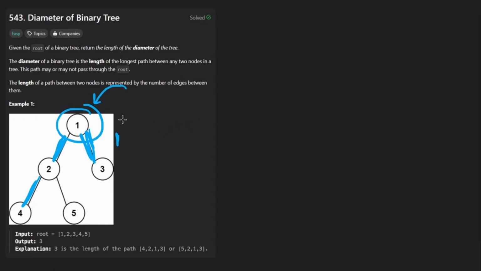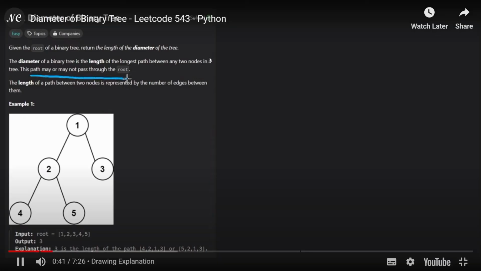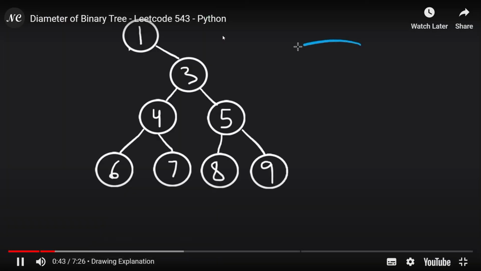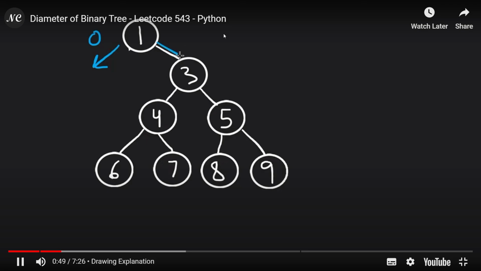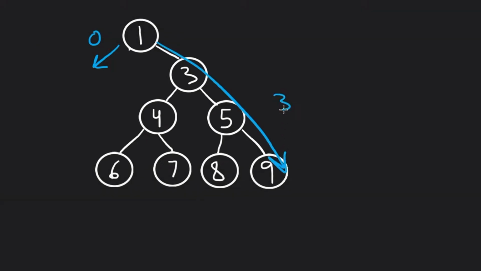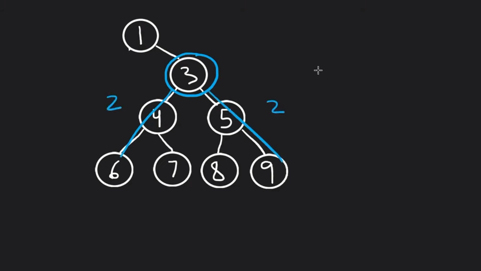But keep in mind that the longest path might not necessarily run through the root. So let's look at a counterexample. With this tree, if we try to calculate the diameter through the root, on the left side we have nothing, so that's a 0. On the right side we have 3, that's the longest path. You could take multiple different paths, but all of them are going to be of length 3, so the diameter from here is 3. But consider the node over here. Length on the left side is 2, and length on the right side is 2. So total is 4. That's the diameter of this tree.